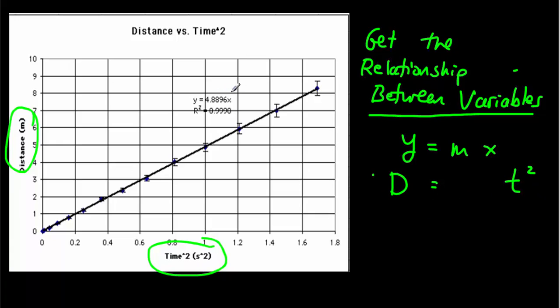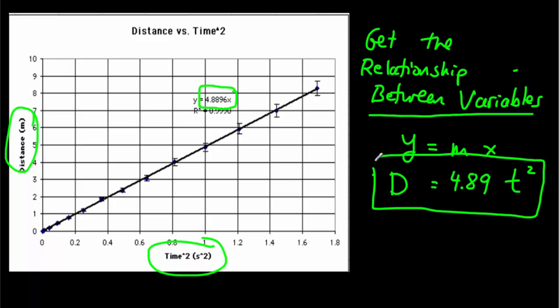And our slope, using a line of best fit, came out to be about 4.89. So there it is. That's your relationship between your independent and dependent variable. And that's probably the most fundamental thing that you want to find out in a physics experiment, the relationship between those variables.